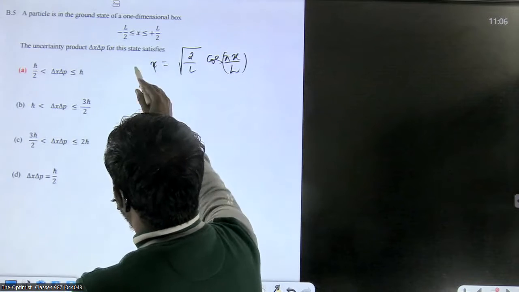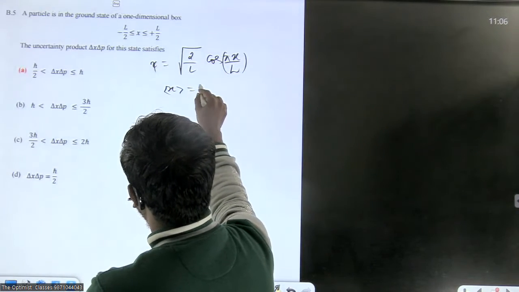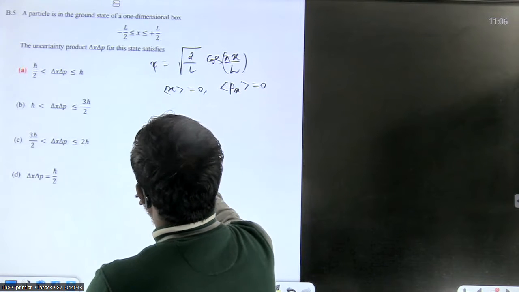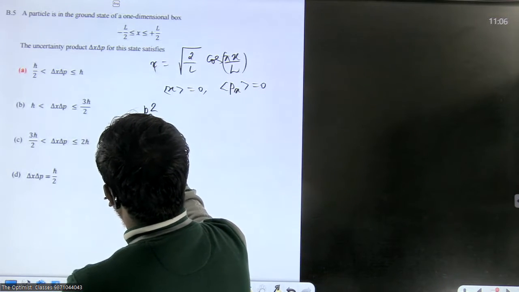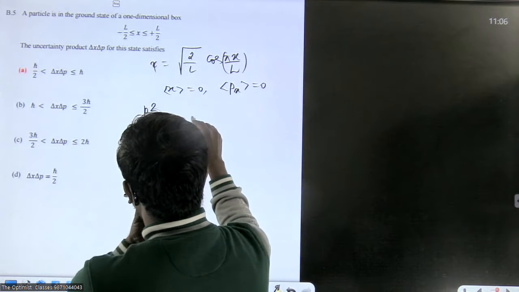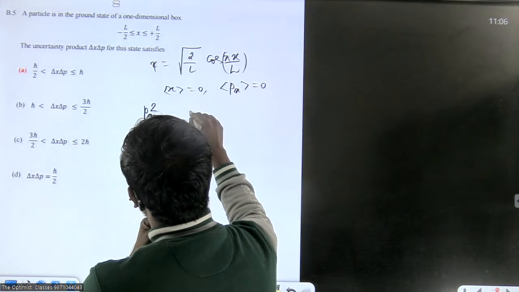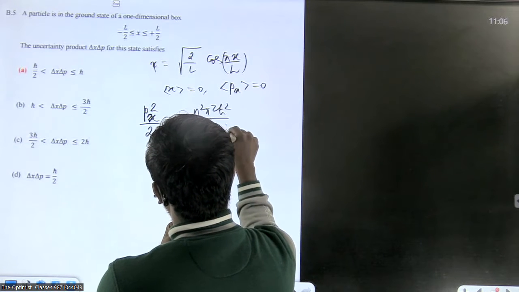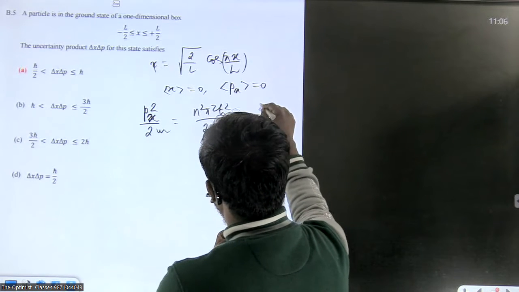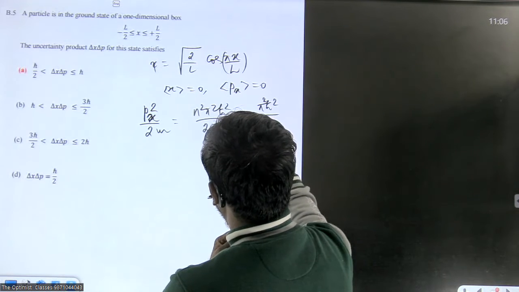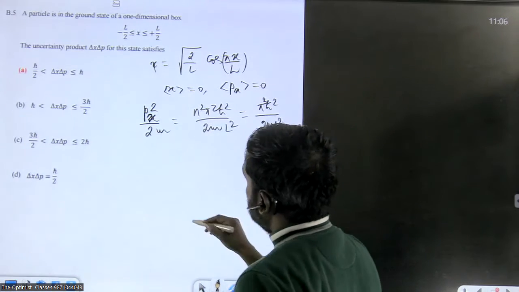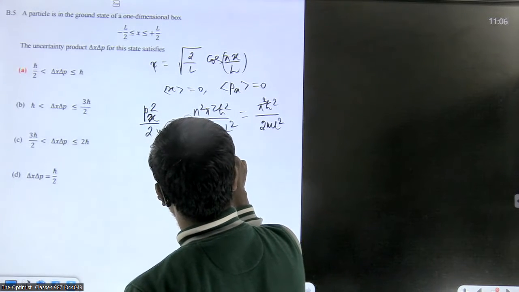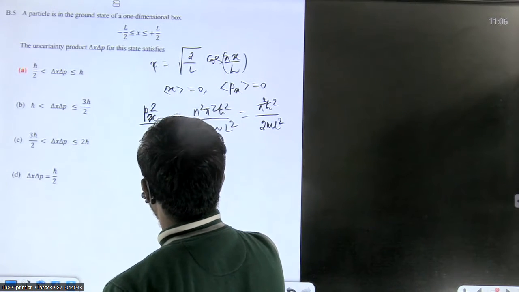See, this potential is symmetric, therefore the average value of x will be 0, and the wave function is real, so the average value of px will be 0. Now energy: we know that px square by 2m is equal to the energy. For ground, we write energy as n square pi square h bar square upon 2m L square. So for ground state n equal to 1, we get pi square h bar square upon 2m L square. So 2m will cancel out. If you calculate px square, we get pi h bar upon L.